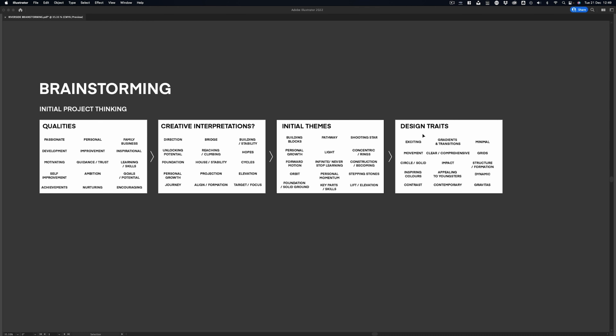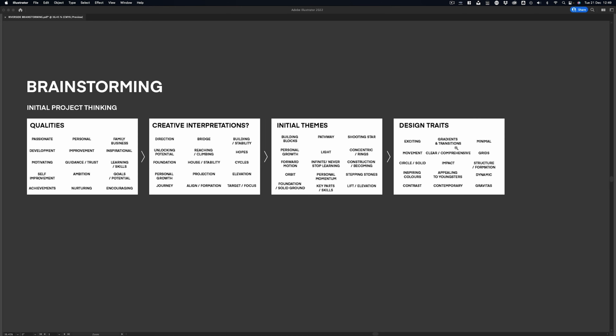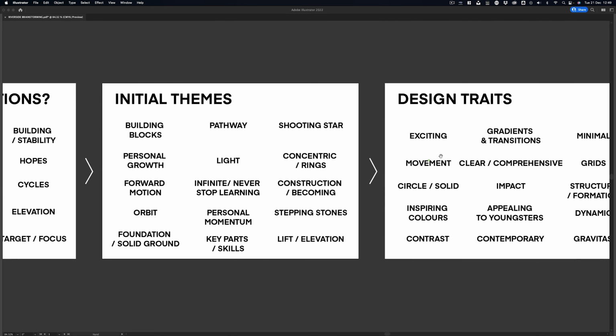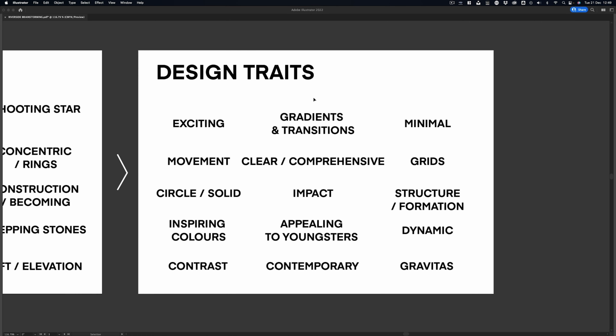And then next I've got design traits. Taking into consideration all the things I've just come up with, what could the design look like? It could be exciting, with gradients to communicate that forward movement, to get some movement in 2D images. It's kind of minimal, keeping in mind that it is education too, so it's going to have impact. Structure could be dynamic, it's got to have gravitas, and maybe contrast and contemporary imagery like that. This whole brainstorm gives me an idea of things that I could unpack to work with.